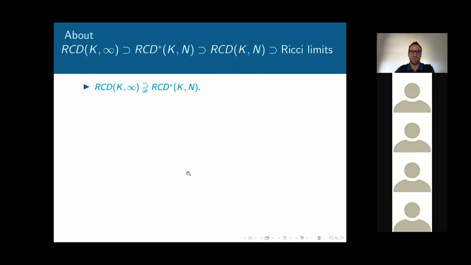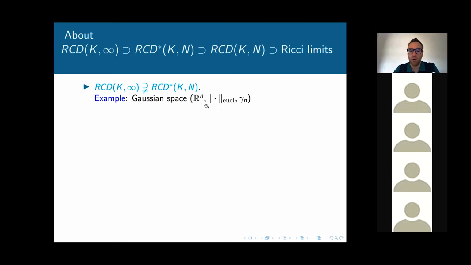Okay, so let me start with the easiest one, which is that RCD K,infinity strictly contains RCD* K,N for every finite N, and the example is a Gaussian space. If you consider the Gaussian space, so R^n with the Gaussian measure gamma_n, then this is an example of RCD 1,infinity, but it is not RCD* 1,N for any finite N. You can see it very easily because RCD* 1,N implies that the space is compact by Bonnet-Myers' diameter bound, but the space is not compact.